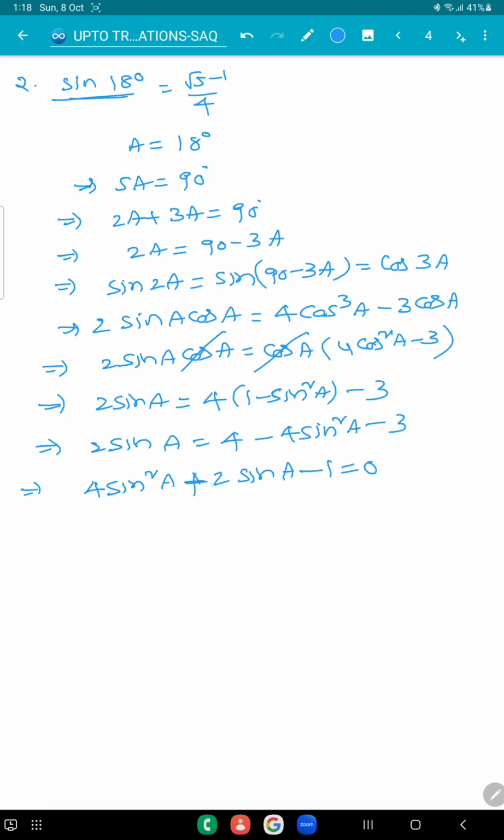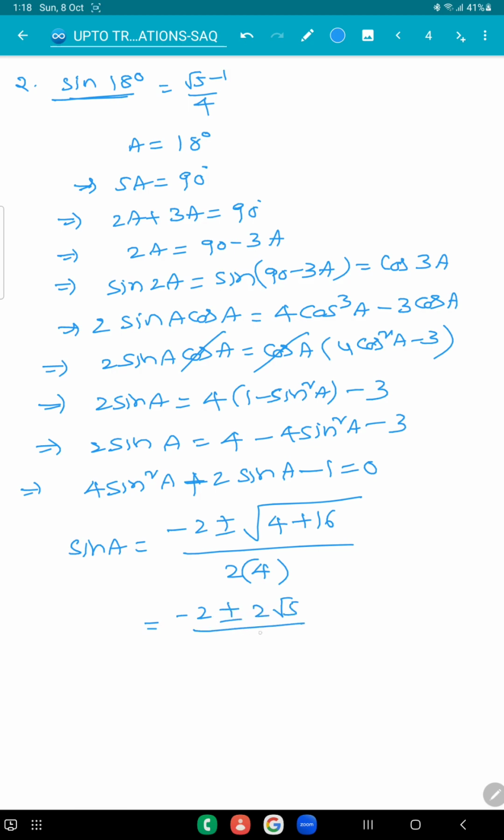So it is a quadratic equation in sine. By using the quadratic formula, sin a is equal to minus b plus or minus root of b square minus 4ac by 2a. It becomes minus 2 plus or minus root 20 by 2 into 4. Root 20 can be written as 2 root 5. 2 cancels. So minus 1 plus or minus root 5 by 4. It has two values.